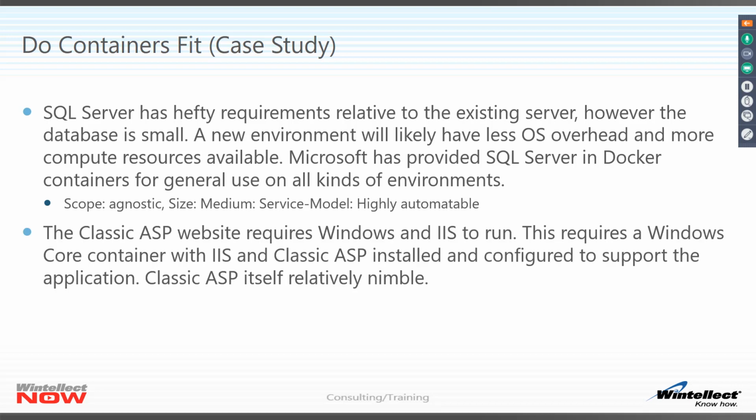And then my classic ASP website requires IIS and Windows to run. This requires a Windows Server Core container with IIS and Classic ASP installed and configured to support the application. Classic ASP is relatively nimble. Now, the heavy requirement here is Windows. Windows Server Core containers are not lightweight, so I would rate this as a medium size, and it's a highly automatable process, and I would say it's fairly agnostic to the environment that I'm actually running in. It's a website, so I can deploy this virtually anywhere I can deploy websites. So I just have to take into account that my size is medium in both cases, but it's highly automatable.